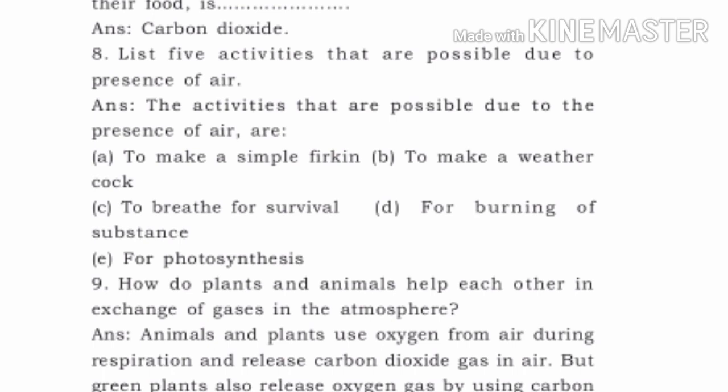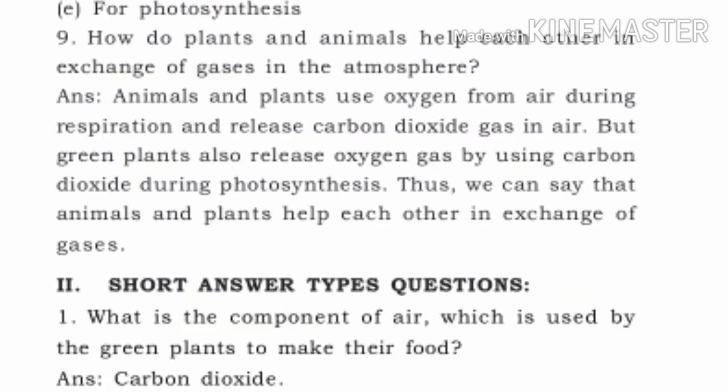Yes, children. Ninth question, how do plants and animals help each other in the exchange of gases in the atmosphere? Plants and animals use oxygen from air during respiration and release carbon dioxide gas into the air. But green plants also release oxygen gas by using carbon dioxide during photosynthesis. Thus, we can say that animals and plants help each other in the exchange of gases.